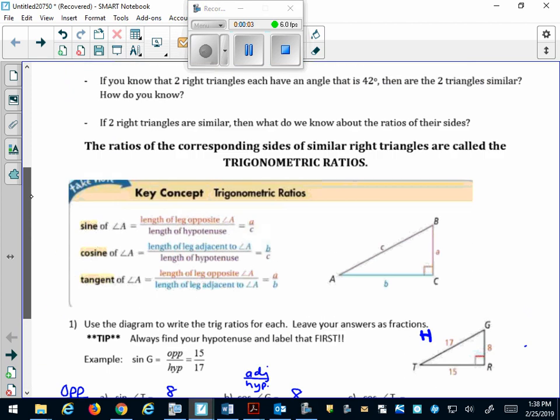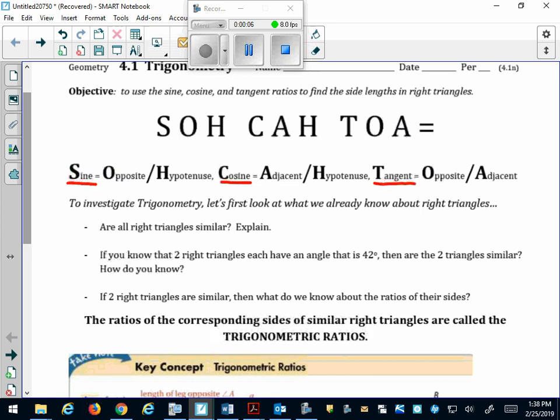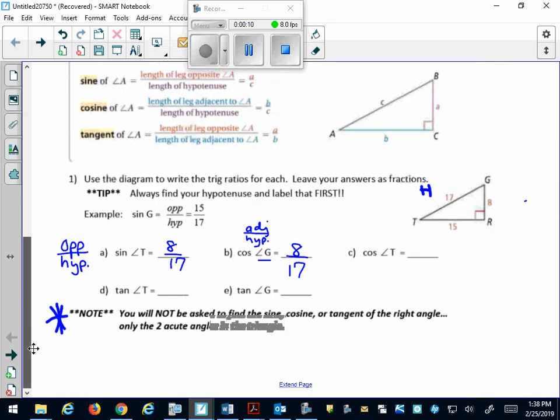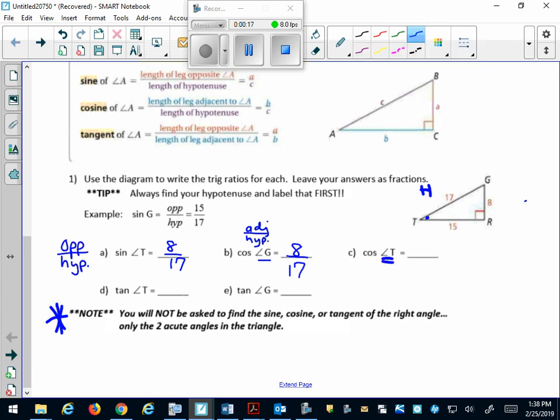Okay, so we're coming in late to this video, but we're talking about SOHCAHTOA, sine, cosine, tangent, and what it means. So we're just doing cosine of angle T. If angle T is our reference angle, cosine is adjacent over hypotenuse. What's adjacent to angle T? 15, and hypotenuse is 17, so you should have had 15 over 17 there.